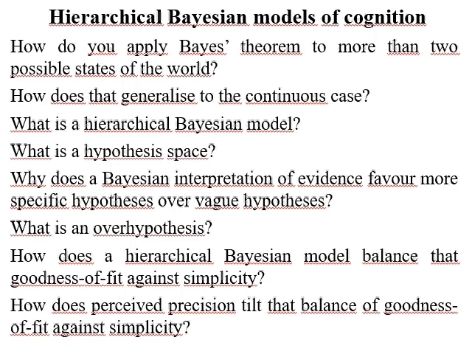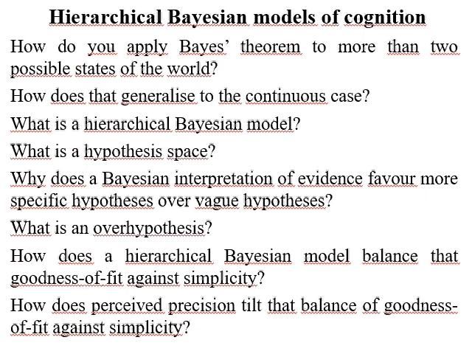So then how do you apply Bayes' theorem to more than two possible states of the world? I've shown that. I hope you have some idea how that generalizes to the continuous case, namely, as you add more and more possible discrete states of the world, if you have infinitely many, then the whole thing becomes continuous. So you can see that Bayes' theorem should generalize to a continuous case. A hierarchical Bayesian model is one which applies Bayes' theorem at several different levels of description.